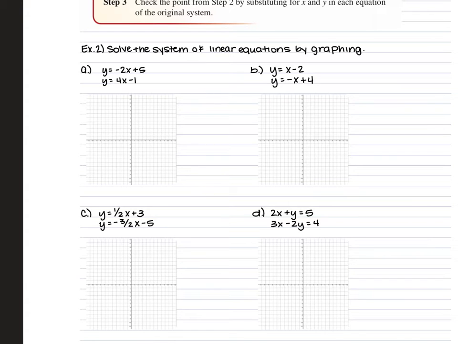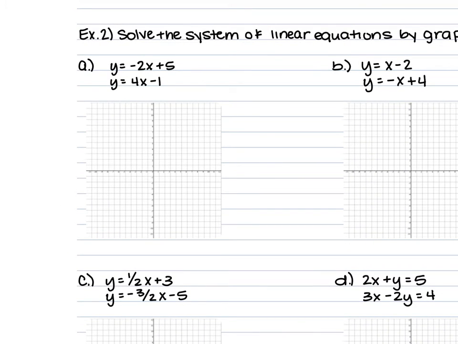We can identify our slope and our y-intercept in order to graph each of these lines and extend our lines throughout the entire coordinate plane to get the exact point at which these two lines intersect. So if we look at the first one, that y is equal to -2x plus 5, this is giving us a slope of -2 and a y-intercept or a b value of 5.